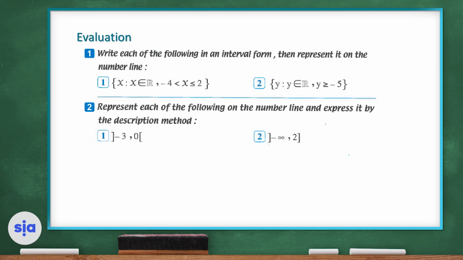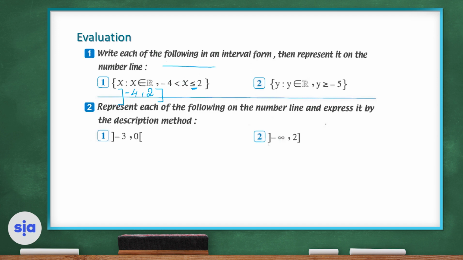Let's now move on to the evaluation part. In question number 1, the question wants us to write each of the following in interval form, then represent it on a number line. So let's do the first question. It's from -4 until 2. And you can see here, the 2 has an or equal sign, so it's closed. And this one is open because it's just less than, not less than or equal.